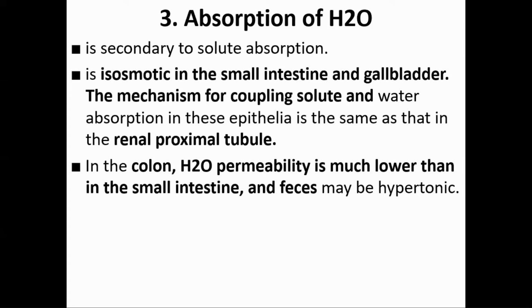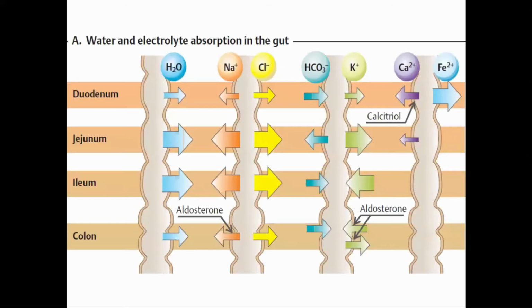In the colon, water permeability is lower than in the small intestine, and the feces or stool may be hypertonic. So this is the duodenum, jejunum, and ileum. Look at this figure. The maximum amount of water absorption occurs in the jejunum, then ileum, then duodenum.